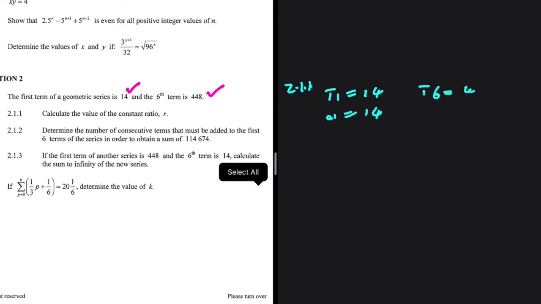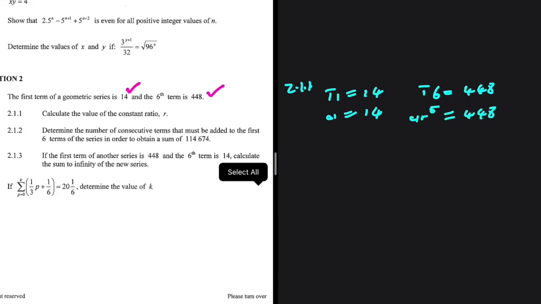The first term of a geometric series is 14 and the sixth term is 448. The first question, 2.1.1, we're supposed to calculate the value of the constant ratio r. So let's go ahead and dissect our information. The first term, T1, is equal to 14, which is just a. So a is equal to 14. On the other hand, T6 is equal to 448. T6 is ar to the power 5. This is equal to 448.